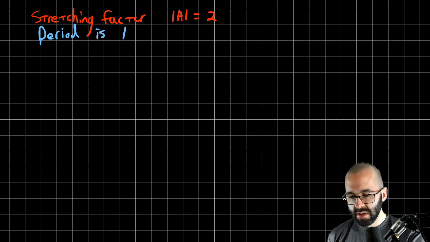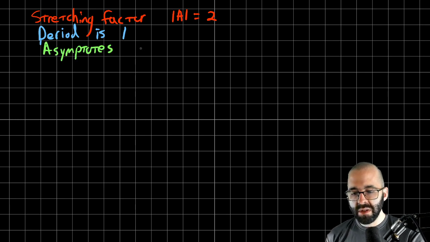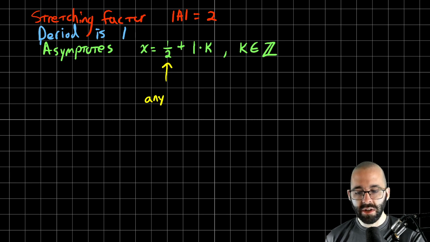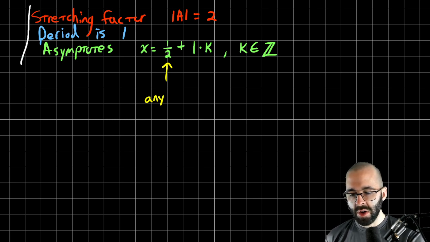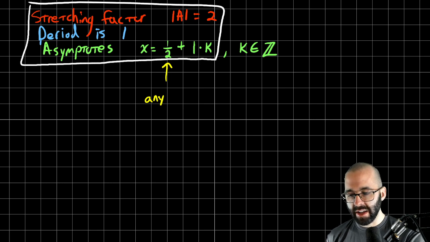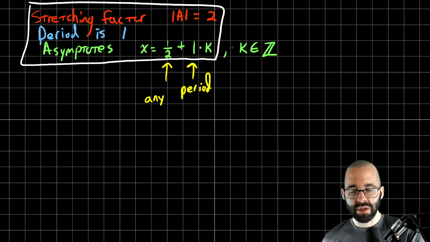The asymptotes, they're always vertical lines, so they have to be written as x equals. Choose the first asymptote, any asymptote you want. Choose any asymptote. Right, that's any asymptote. And then you add the period, which is 1, times k, where k is any integer. This is how we're writing asymptotes. So on the homework, when it's asking, you're going to write it like this. Again, this right here is the period. And then you'll always just multiply that period by k, right?